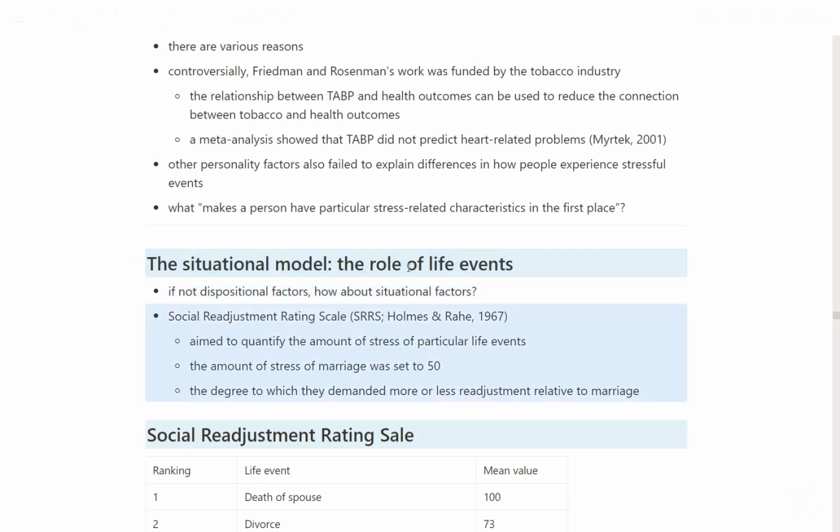So Holmes and Rahe proposed the social readjustment rating scale. This scale aimed to quantify the amount of stress of particular life events. And as a baseline, they set the amount of stress of marriage as 50. And then the degree to which events demanded more or less readjustment relative to marriage was scaled in terms of the degrees of their stress.